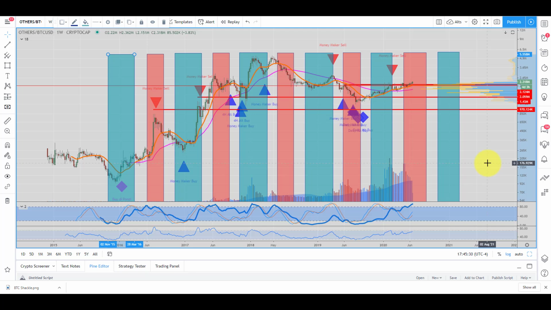Okay, so there you have it, the altcoin market, how to play these cycles. Again, summer months, pretty bearish, but you want to get positioned going into November.